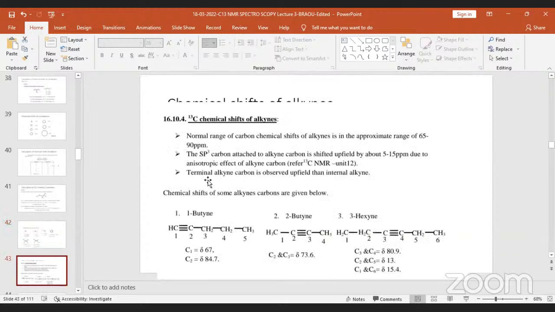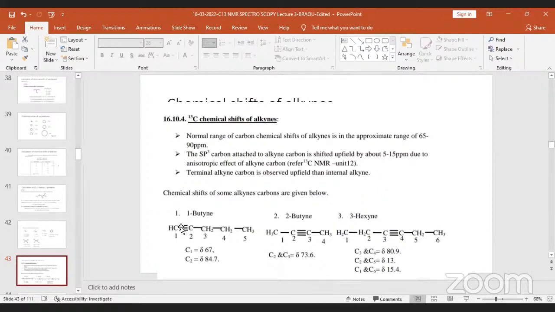Now, chemical shifts of alkynes. See, the normal range of the alkyne carbon is 65 to 90 ppm. We've already discussed this. An sp3 carbon attached to an alkyne is shifted upfield by about 5 to 15 ppm due to the anisotropic effect. Do you remember that in proton NMR the acetylenic proton is shifted upfield due to the anisotropic effect of the alkyne pi electrons? Similarly here, in place of the hydrogen it is the carbon, and it will also be shifted upfield as compared to ethylene.